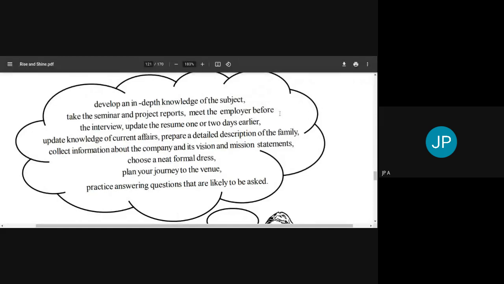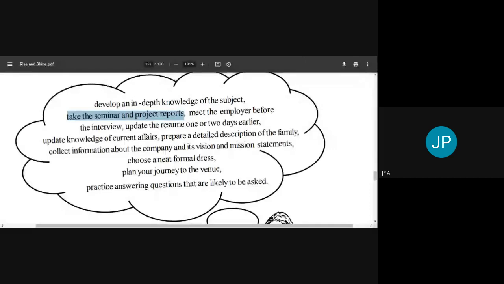Develop an in-depth knowledge of the subject is required. You need to have a very strong base in the subject that we studied. So it is very much required. We cannot avoid that because the interviewer will surely ask us questions on the topics that we prepared. But the next one is not required.